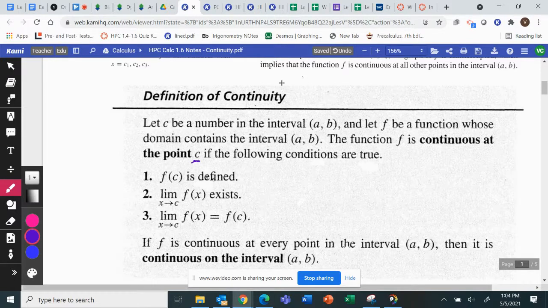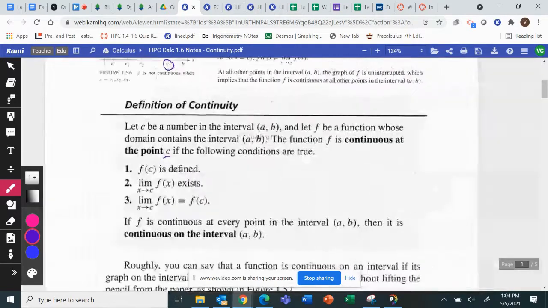Second, the limit as x approaches c exists. It would not exist if there was a break, just like you did in the last assignment. And third, the limit as x approaches c is exactly the same as just plugging in c. So all 3 things need to happen for it to be continuous at that point c. And if f is continuous at every point in the interval from a to b, then it is continuous on the interval a b. That's how you would say it, vocabulary-wise.